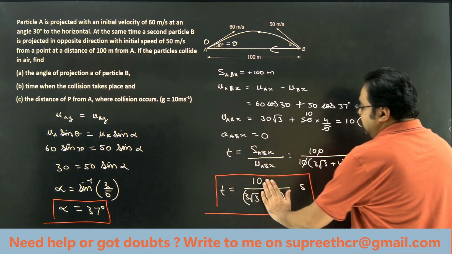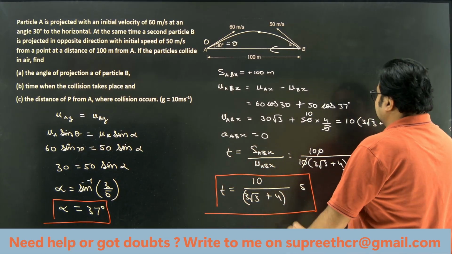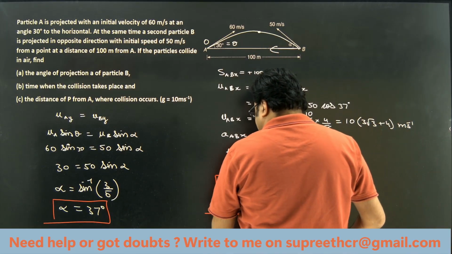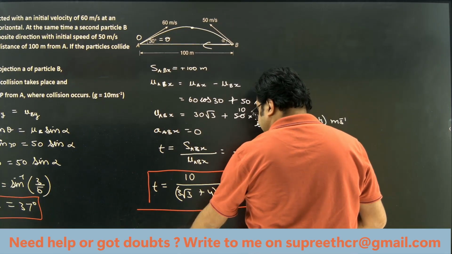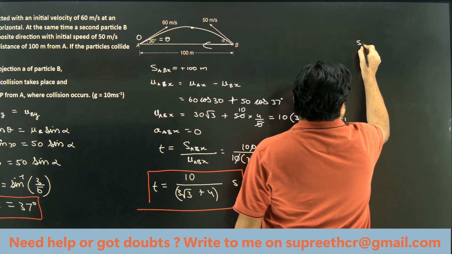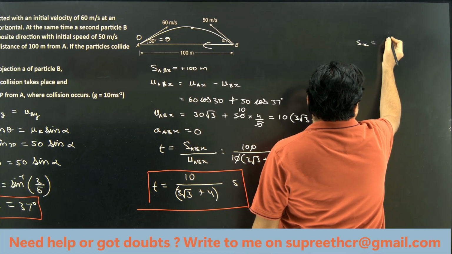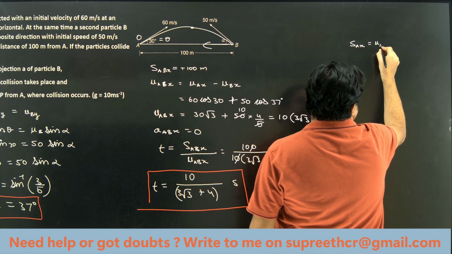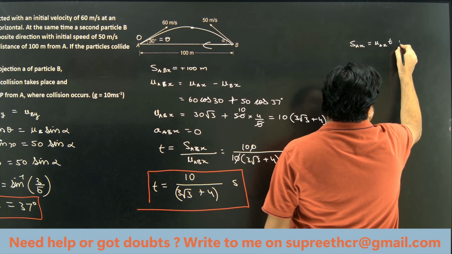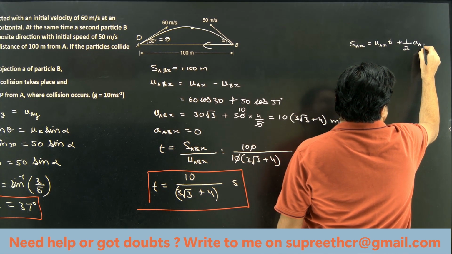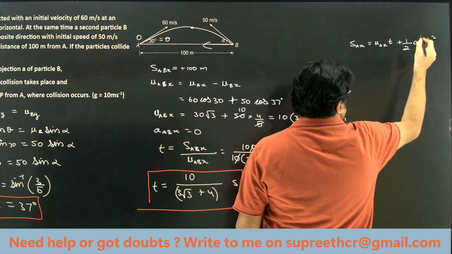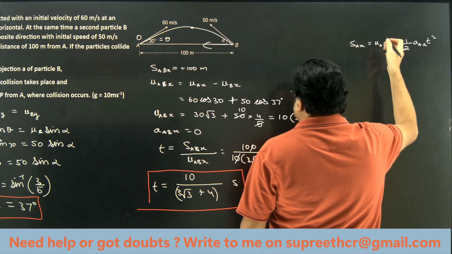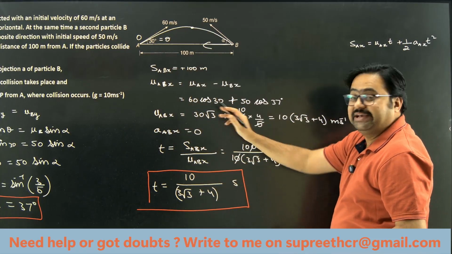We know that the time here is about 1.09 seconds, and in 1.09 seconds, the collision is going to take place. You have these equations with you. S along the x-axis for A: the displacement of A along the x-axis is equal to initial velocity of A along the x-axis multiplied by t plus half into acceleration of A along the x-axis, which is 0, multiplied by t square. Ax is 0, so it's only uAx into t, and you know how to do that. I think we've already written the value here.